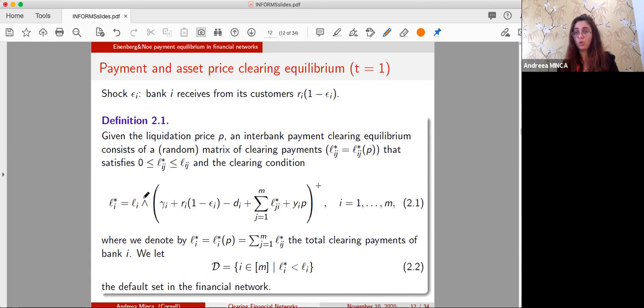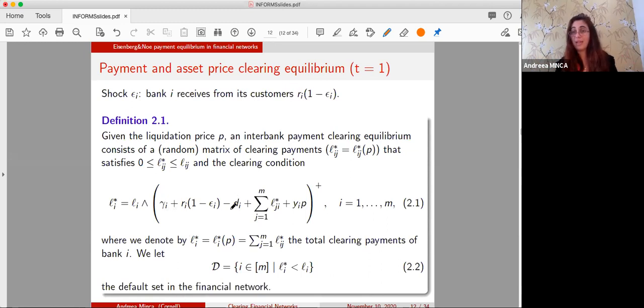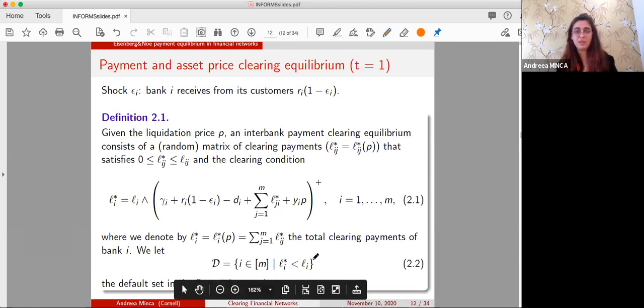So it's going to pay at maximum what it owes to the others, and if it cannot reach this maximum, then it is going to pay what it holds in assets. And what it holds in assets are this gamma I, that is its cash holdings, plus what it receives, minus what it has to pay to its end users, because these are senior to the payments to the other banks, plus what it receives from the other banks, and plus Y_i p. That is exactly this external asset, and it is evaluated at a market price P that is realized at time one. And the nodes that default are those that are unable to meet their liabilities in full.